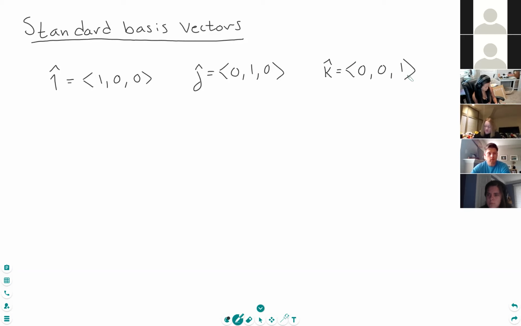And notice here that these are all unit vectors. They all have length 1. It's pretty easy to check their magnitudes. We'll just have a magnitude of 1 for each of these.